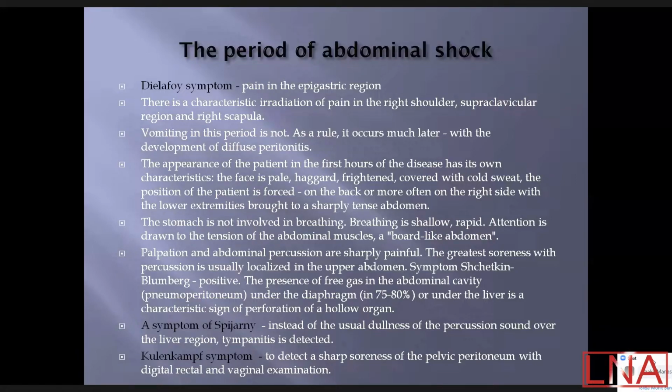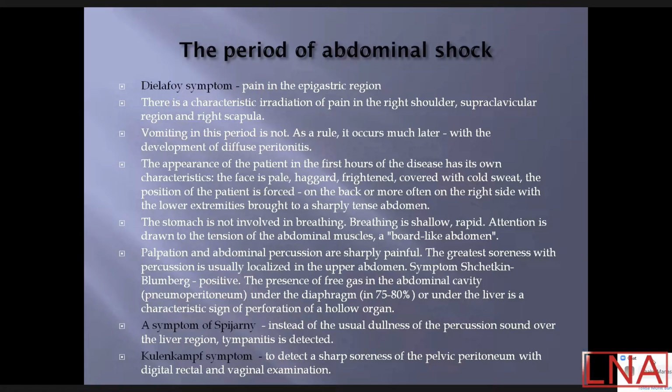Attention is drawn to the tension of the abdominal muscles, which is described in the literature as a board-like abdomen, wood-like abdomen. In Russia there is a name for this symptom: доскообразный живот, that is, the abdomen looks like a board. Muscle tension has a tonic character. And in young people, the rectus abdominal muscles appear in relief in the form of longitudinal shafts separated by tendon bridges in the transverse direction.